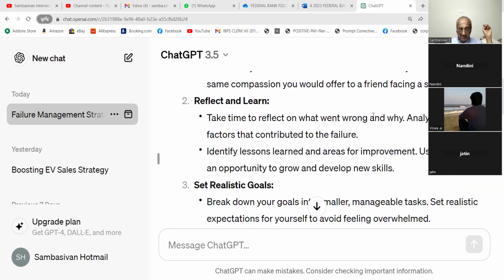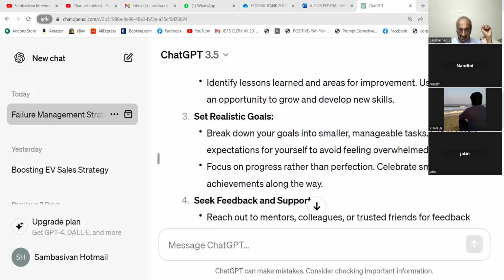Reflect and learn. Take time to reflect on what went wrong and why. Analyze the factors that contributed to the failure. Identify lessons learned and areas for improvement. Use failures as an opportunity to grow and develop new skills.